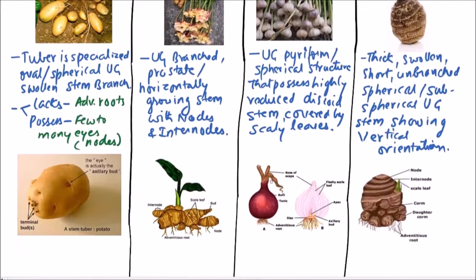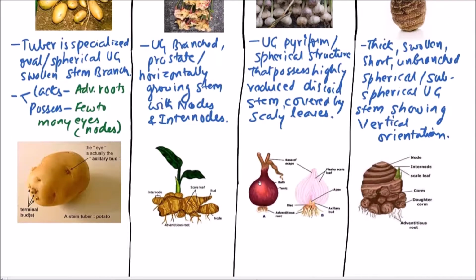Now we can compare the structures. This is a tuber, stem tuber of potato. These are the terminal buds, and this structure is known as an eye. An eye represents a node, and each node is having a circular depression which is known as a bud. So each eye is having buds.